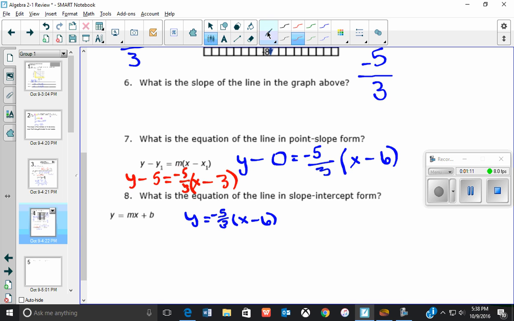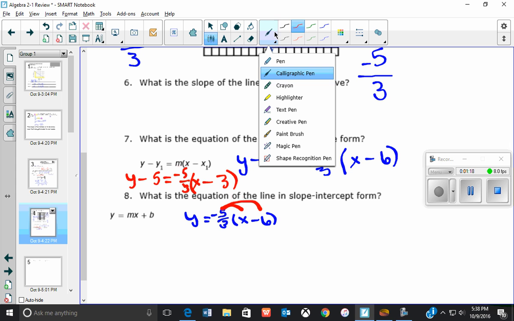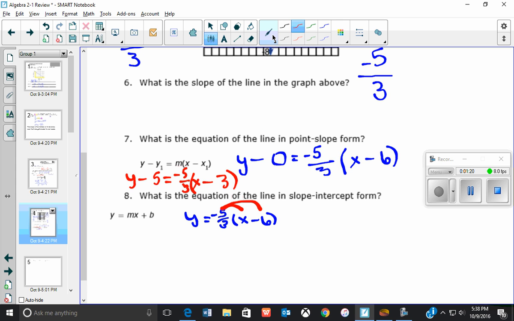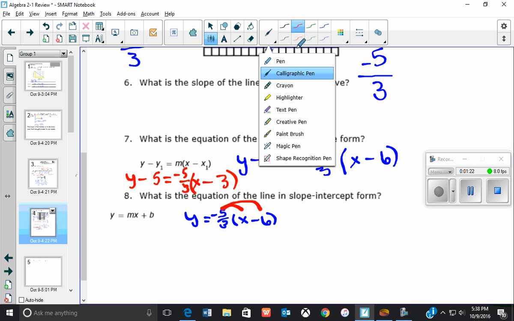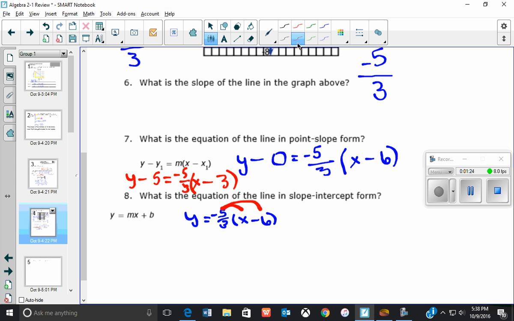We need to do distributive property. Okay. And so we're going to do -5 thirds. So y equals -5 thirds times x would just be -5 thirds x. And then a negative times a negative would give me a positive.